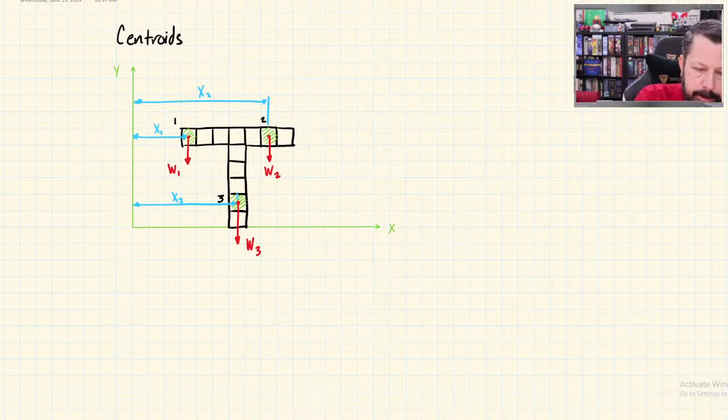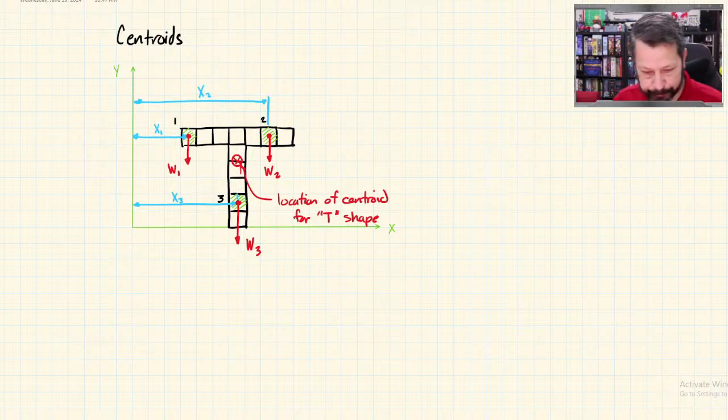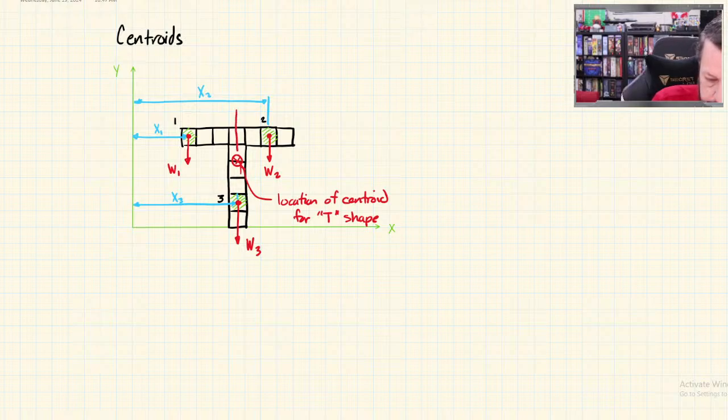And I'm going to just say that is somewhere, I don't know exactly, but maybe it's right here. So that, we will say, is the location of the centroid for the T-shape. And all the little dots here, those are the individual centroids of all of my little green pieces, no matter how small I make them. And I only drew 3 of them because it gets even more cluttery if I try to draw all of them.